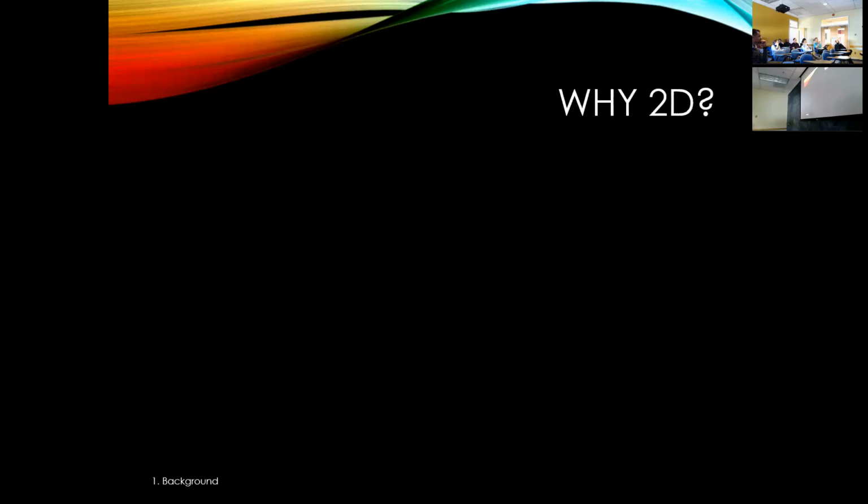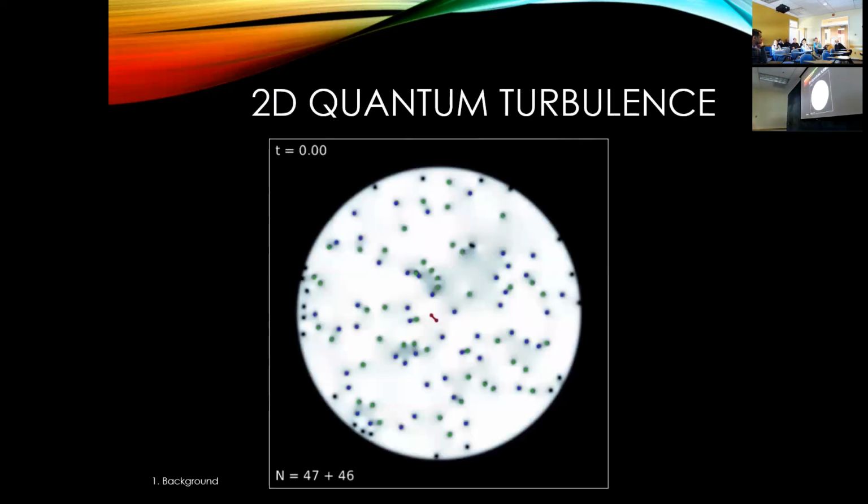Red is the dipole vector. That's not really particularly important here.